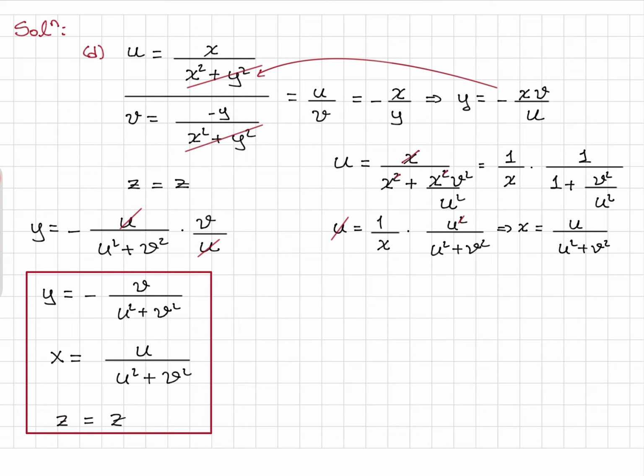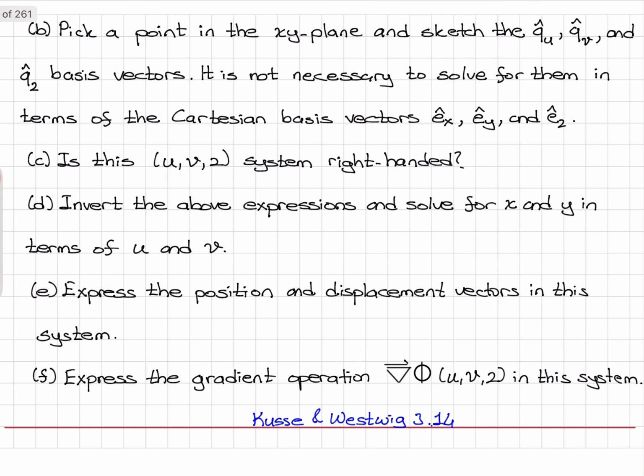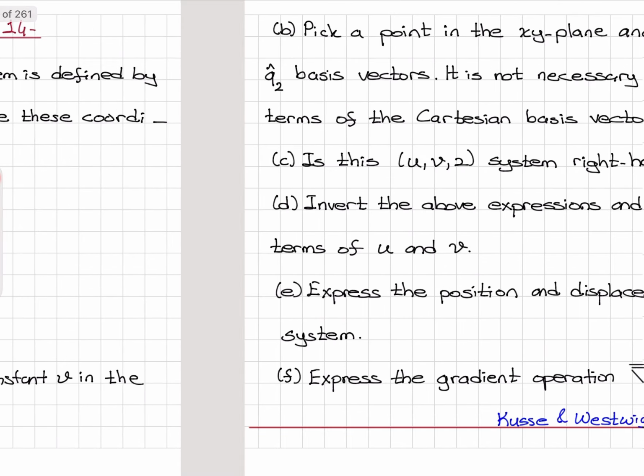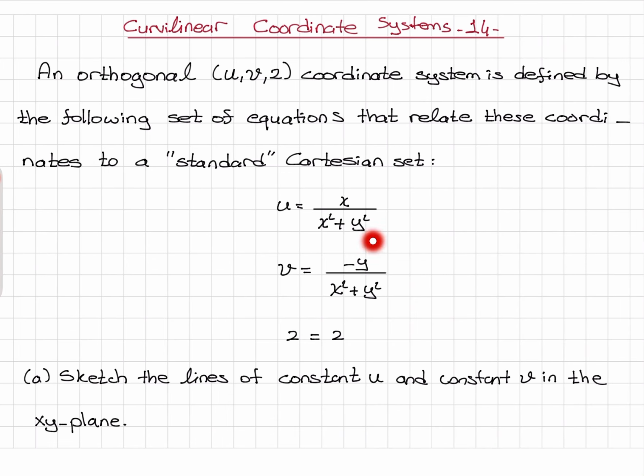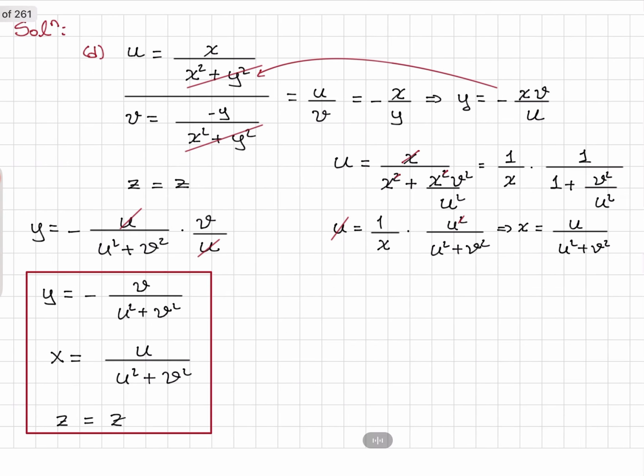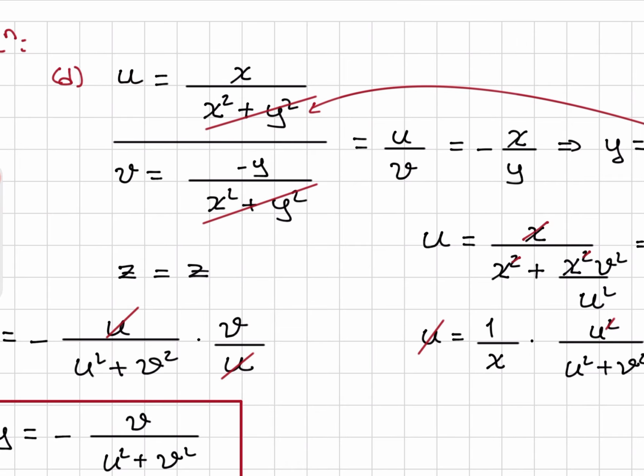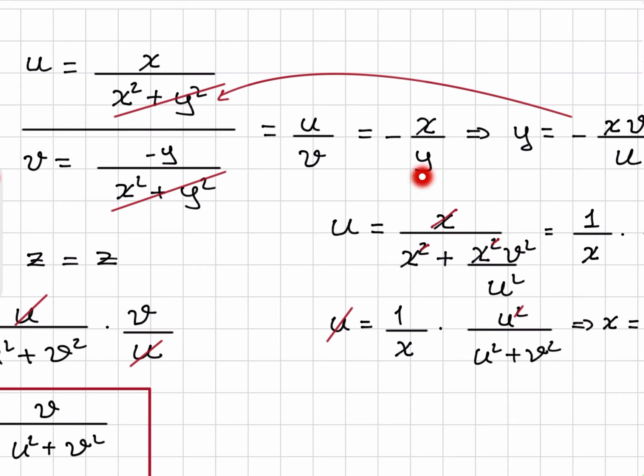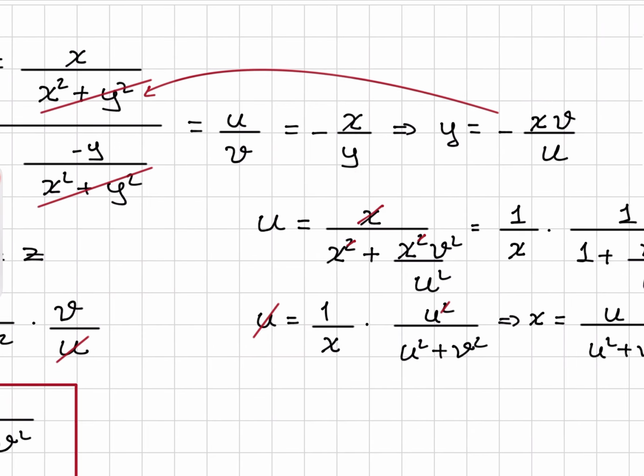Okay, so going back to the question, we were asked to invert the above expressions and solve for x and y in terms of u and v. u is equal to x over x squared plus y squared, v is equal to minus y over x squared plus y squared, and z is equal to z. So I've copied those equations here. I've divided the first equation with the second equation. x squared plus y squared is cancelled, so I was left with u over v is equal to minus x over y, which allowed me to write y is equal to minus xv over u.